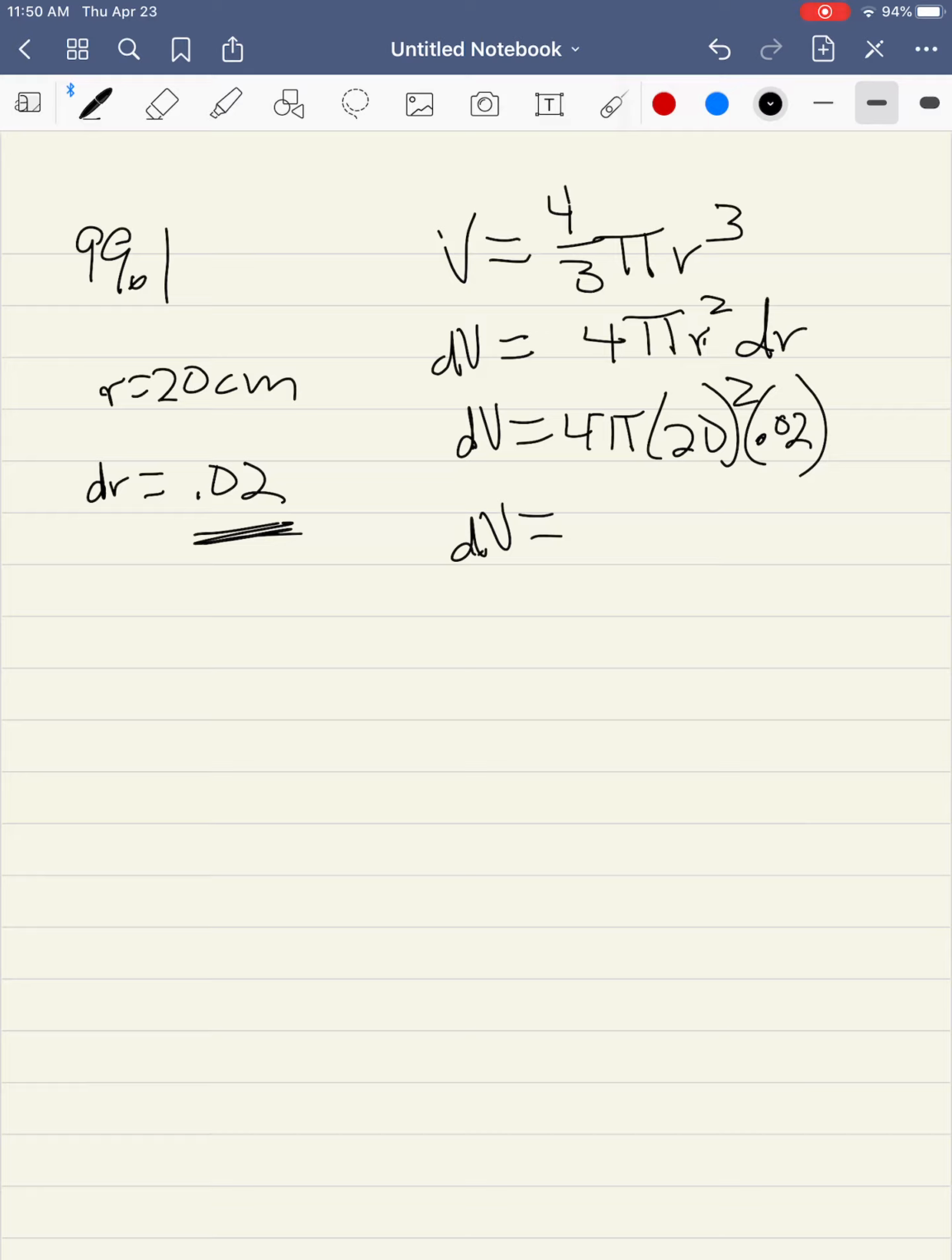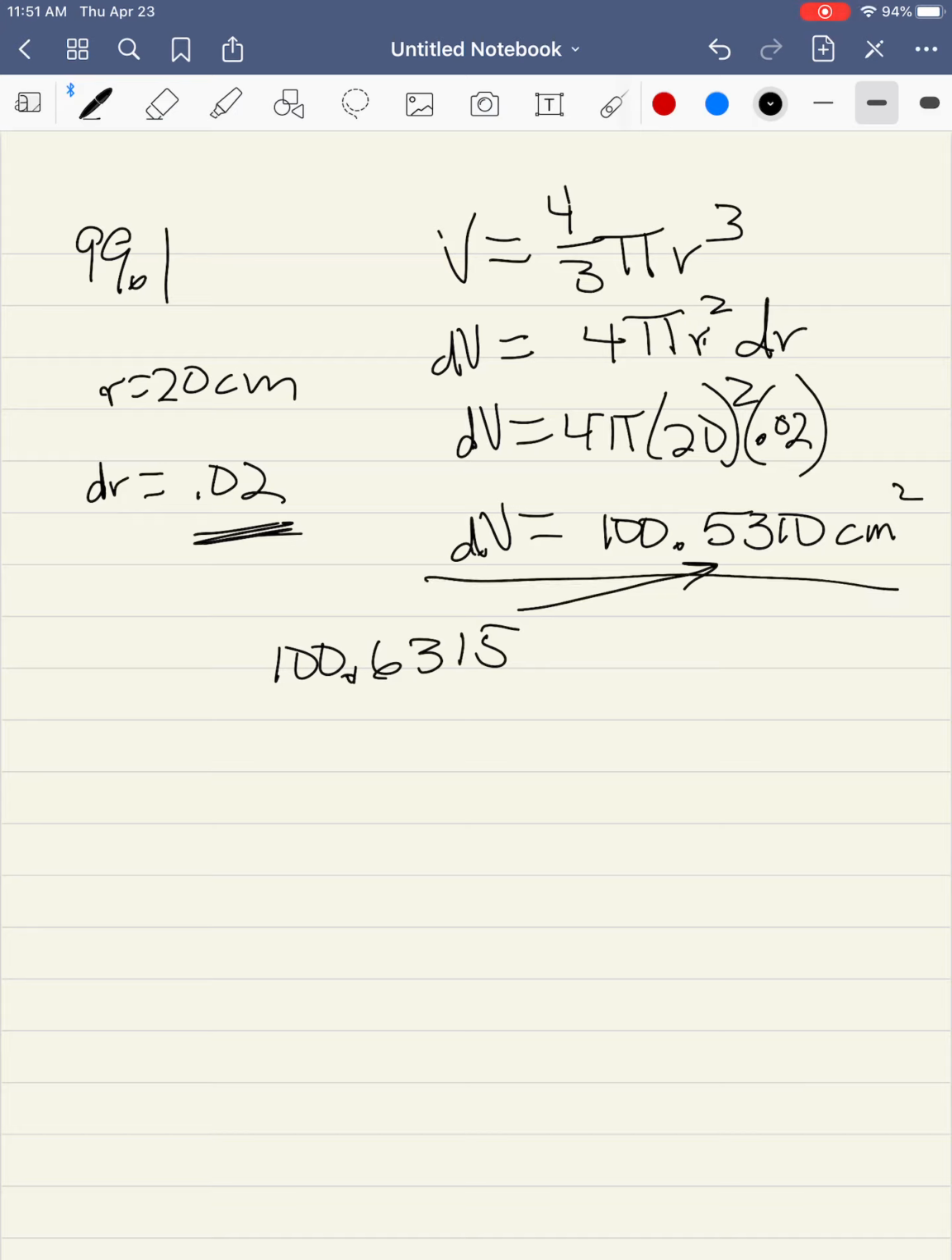So the difference in the volume would be 100.5310 square centimeters. And as you can see, if we actually plugged in 20.02 for the radius in the actual equation, we would get 100.6315, which is not very much different from this. So it's a pretty good approximation using the differential.